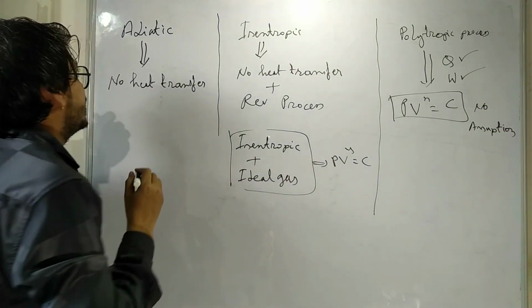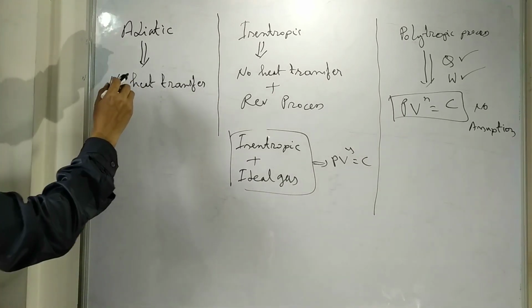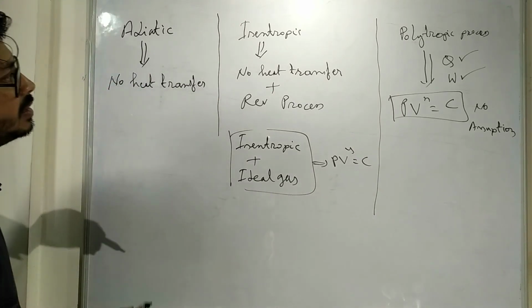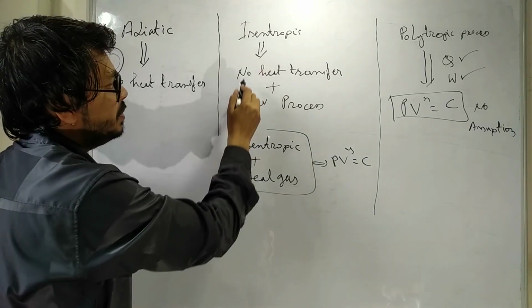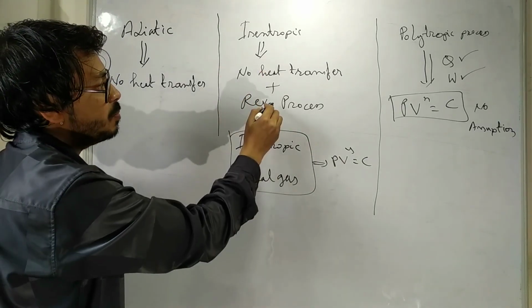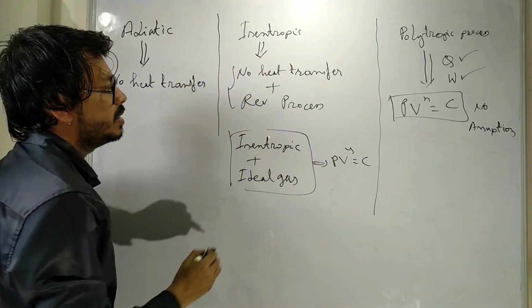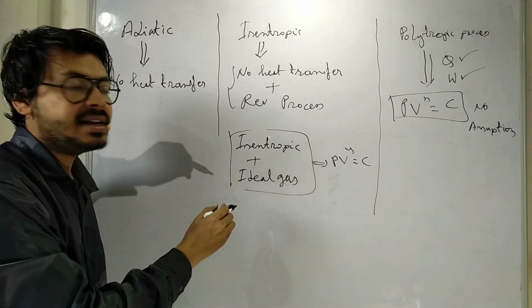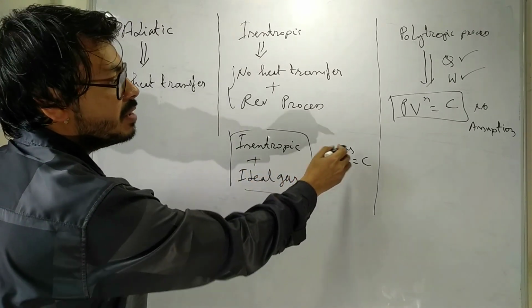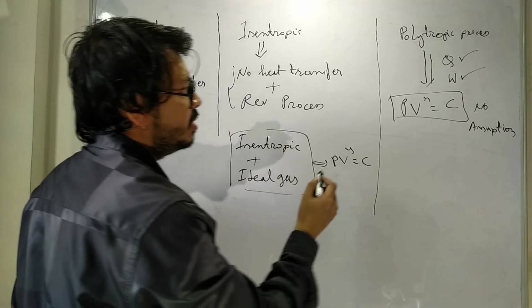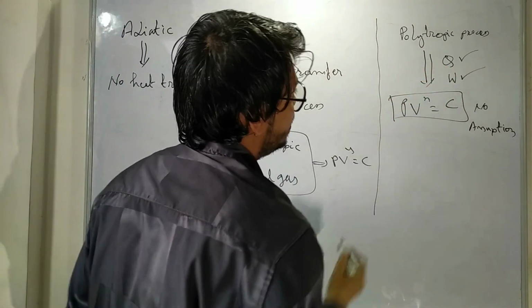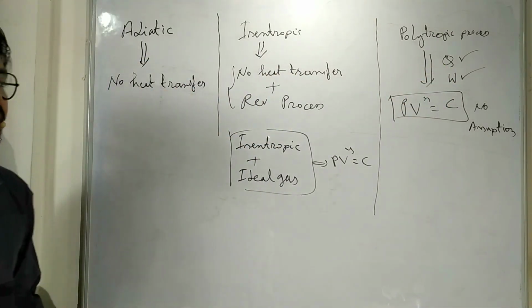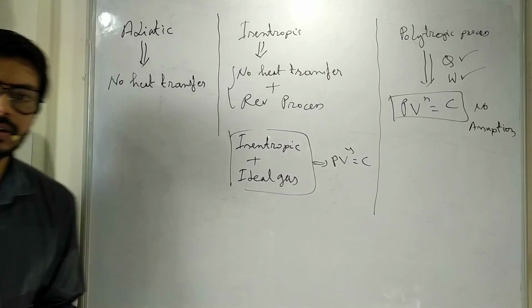So if it is adiabatic, then there is no heat transfer. If it is isentropic, then there is no heat transfer plus reversible process, then only isentropic. And if it is isentropic plus ideal gas, then PV^gamma equals constant can be applied. For a polytropic process, there is heat transfer, there is work transfer, and PV^n equals constant without any assumption.